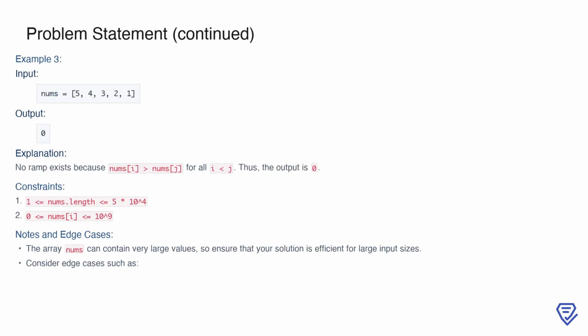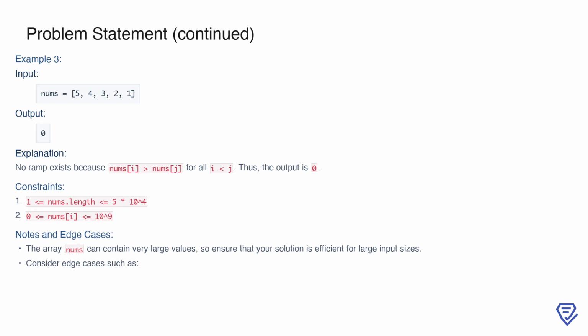If the input array is nums equals 5, 4, 3, 2, 1, the output is 0. This is because no ramp exists in this array. For every pair of indices i and j where i is less than j, the value at nums[i] is greater than the value at nums[j]. Since the condition nums[i] less than or equal to nums[j] is never satisfied, no valid ramp can be formed, and the result is therefore 0.